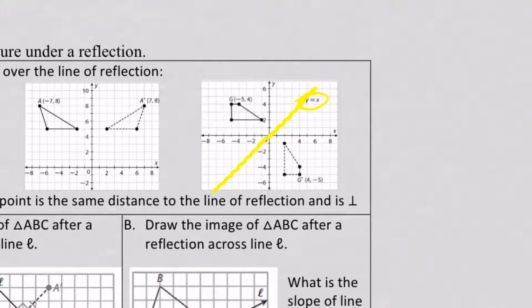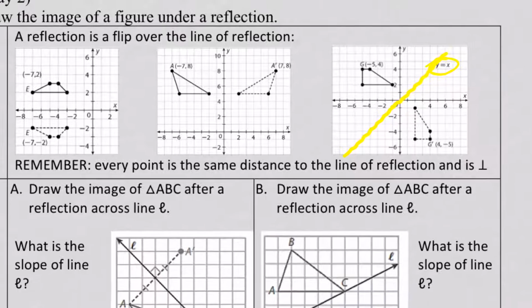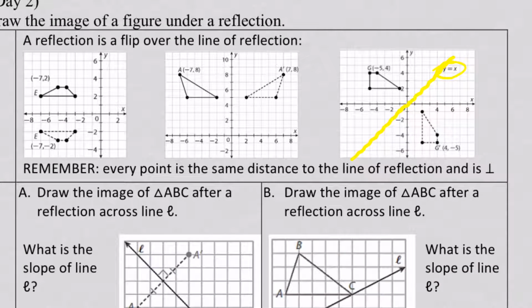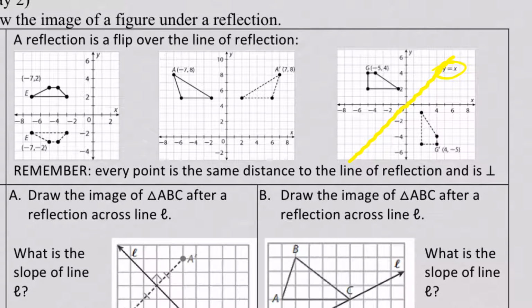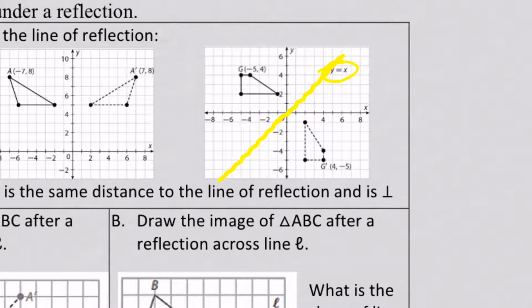Notice that every single point in the pre-image is the same distance as its image from the line of reflection. And also, if you connect a pre-image point to its image, that segment that you create by connecting them together is perpendicular, right, to the line of reflection. Those two are perpendicular right there every single time.